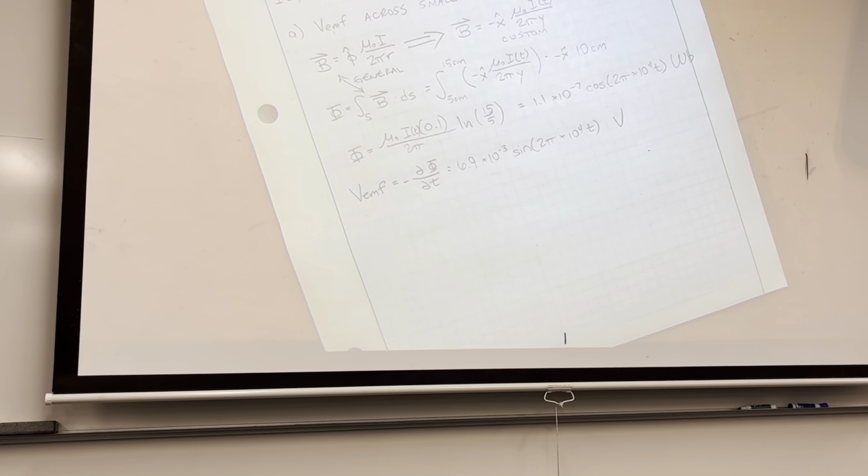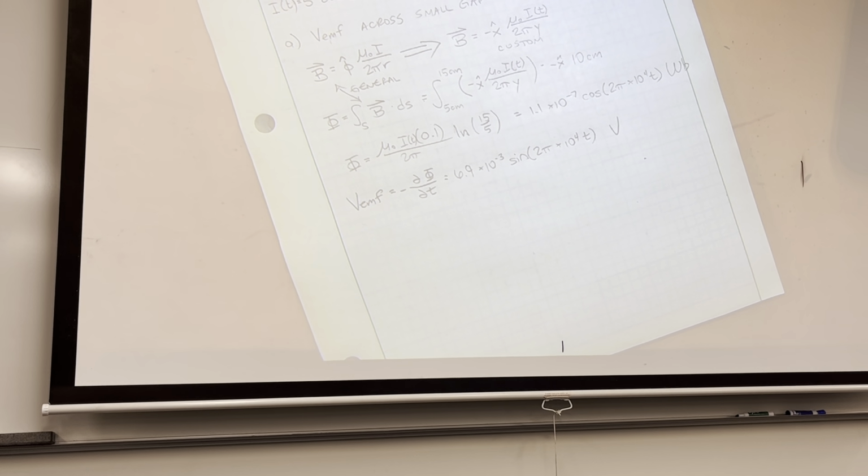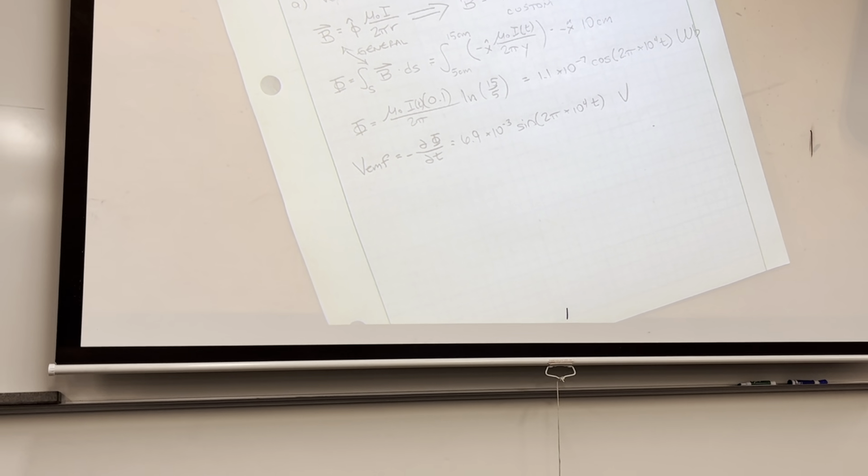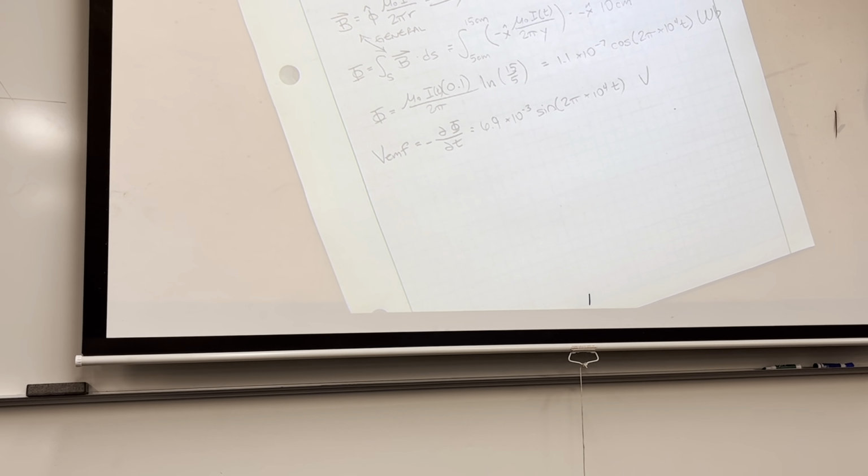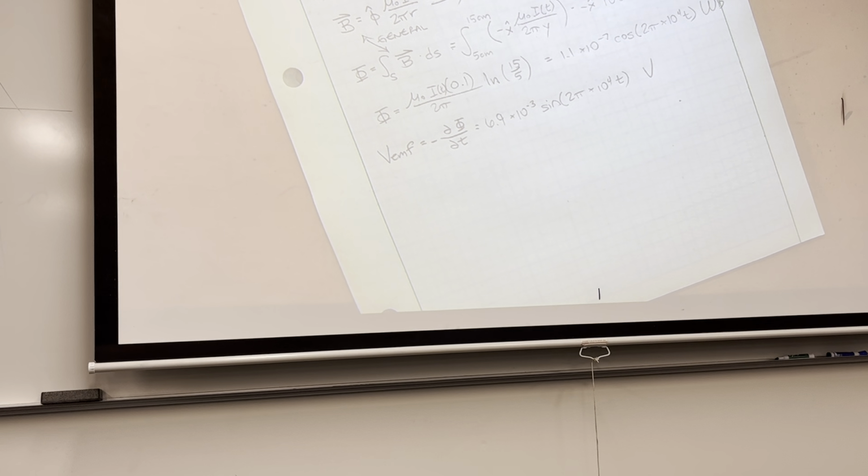For the 10 centimeters where you do the x hat, could you technically have done the integral going from 0 to 0.1? Yeah. But we did everything in centimeters, so, yeah.